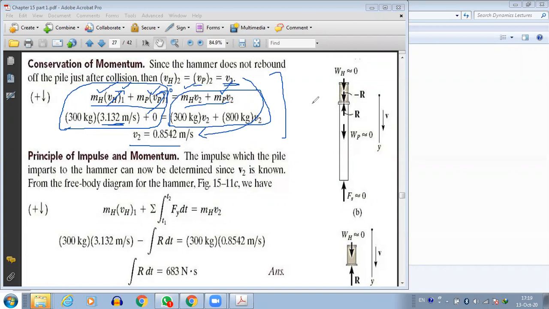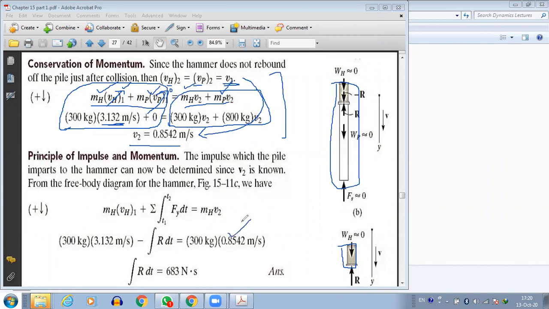Okay, now we need to find the impulse. Since we need to find the impulse, instead of taking this whole thing as our boundary, we will consider only the hammer as our boundary. We apply the boundary over the hammer only. So it's mvh1 plus impulse equals mvh2.